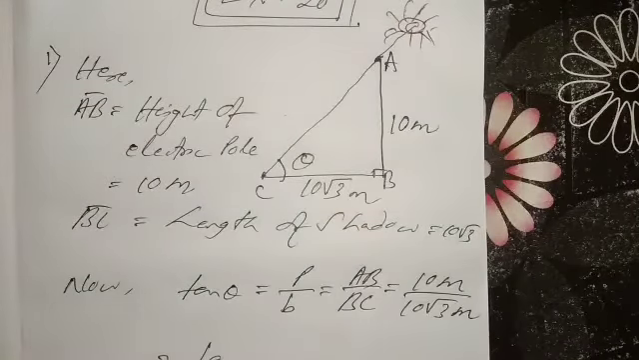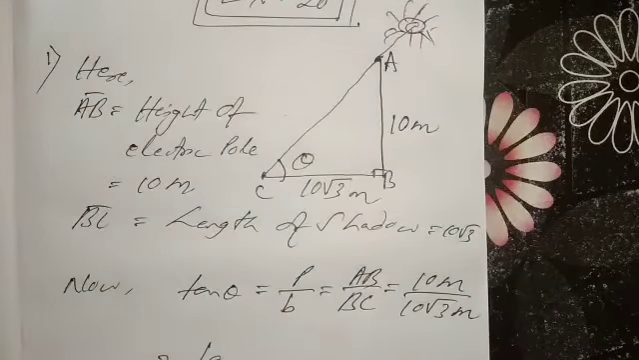Therefore, how much is it coming? 10 cancel, 1 by root 3. You have to apply the trigonometric table values. Tan theta, tan how much is 1 by root 3? That is tan 30 degree, 1 by root 3. Comparing both sides, we will get theta is equal to 30 degree. So what is the angle of elevation? The angle of elevation of the sun. Therefore, the elevation of the sun is equal to 30 degree. Number 1 completed.